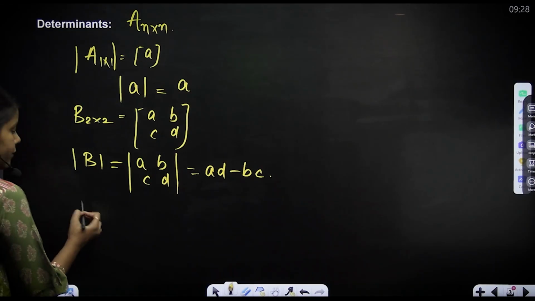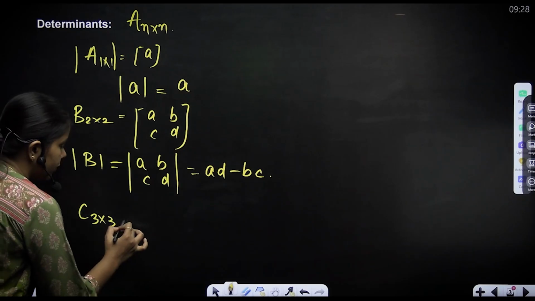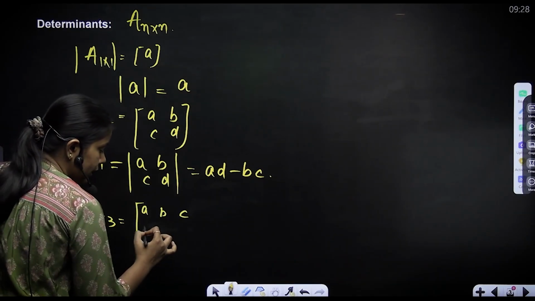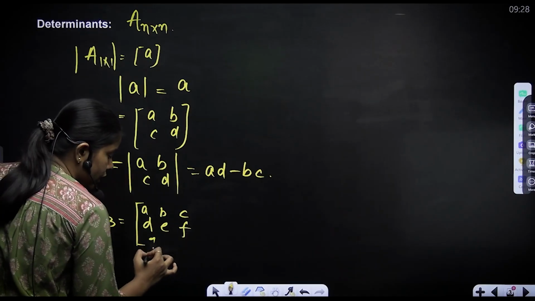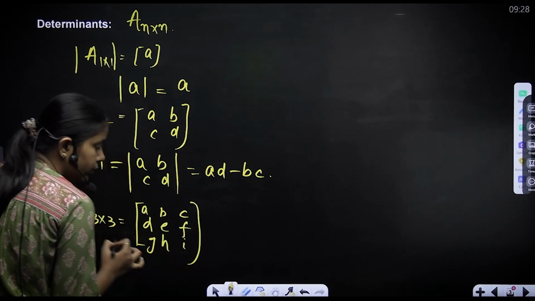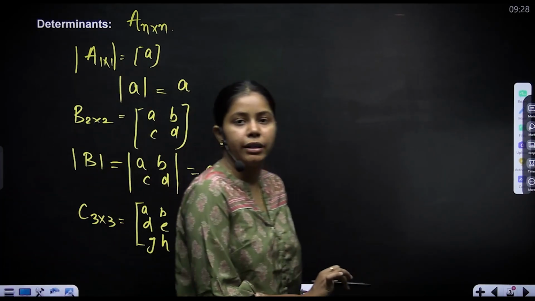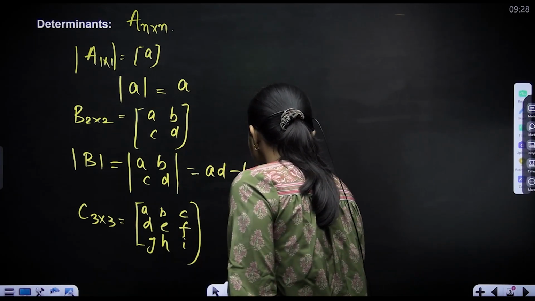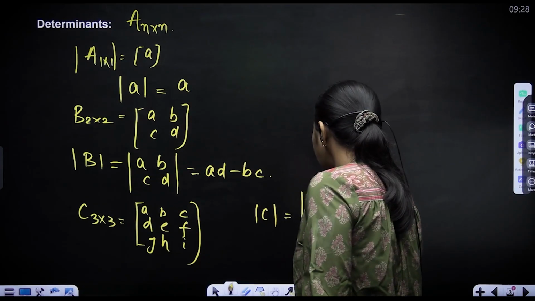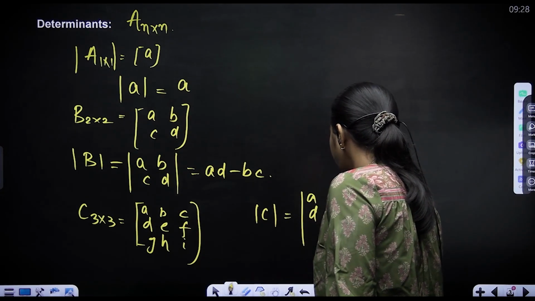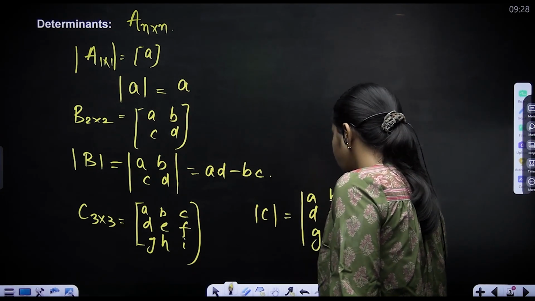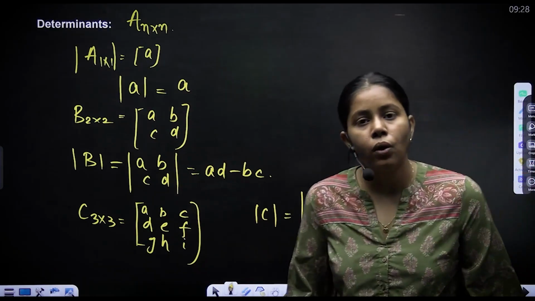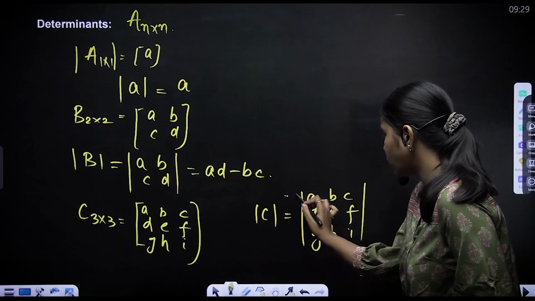That is the determinant of a 2 cross 2 matrix. Now if there is a 3 cross 3 matrix, let's suppose C is a 3 cross 3 matrix with entries A, B, C, D, E, F, G, H, I. Now you have to understand how to expand this 3 cross 3 matrix. If I need to find the determinant of C, that means the determinant of A, B, C, D, E, F and G, H, I. If I need to find this determinant, you can use any row or any column. I am using the first row here.